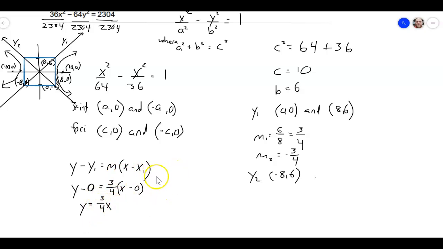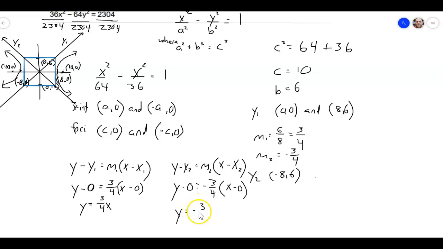And then for the other one, for y2, I'm going to do y minus y2 is equal to m2 times x minus x2. So just put in the values for the second one here. Very similarly, I'm going to get y minus 0 because this line also goes through the origin, is equal to negative 3/4 x minus 0. We could have also used these other points too, but this is fine. And we're going to get y is equal to negative 3/4 x when we distribute that.